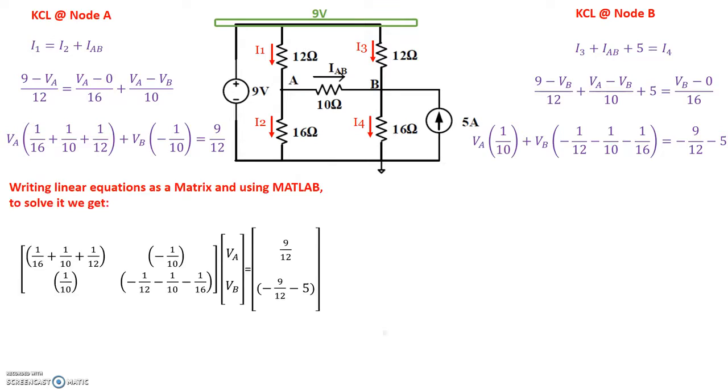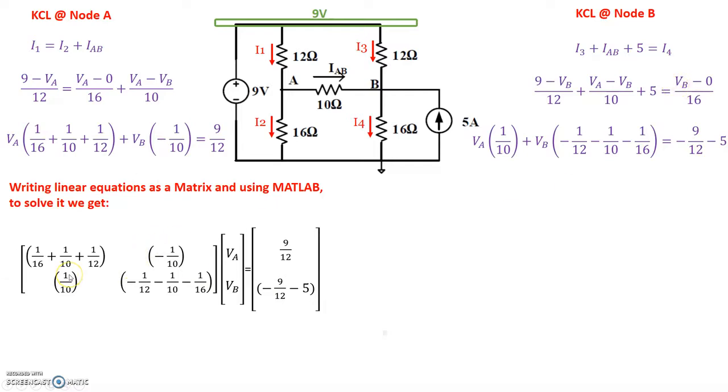So here it is. I have 1/16, 1/10, and 1/12 added together. Minus 1/10 for VB right there, and the vector VA, VB. When you do matrix multiplication, this reads VA times this plus VB times this equals this part right here. Similarly, VA times this plus VB times this bottom part equals this portion right here. So that's where these come from.